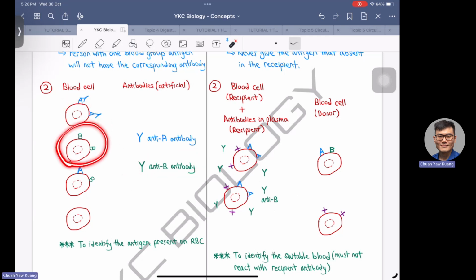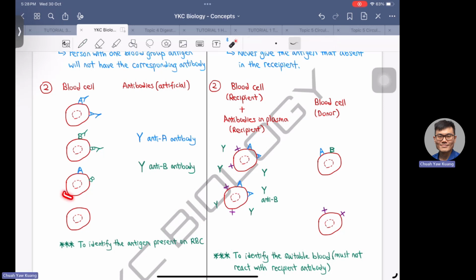For B blood cells, they have the B antigen on their surface. When we add the anti-A antibody, it will not bind to them, so there is no agglutination found. But if we add the anti-B antibody, then the anti-B antibody will bind to this B antigen and cause agglutination.